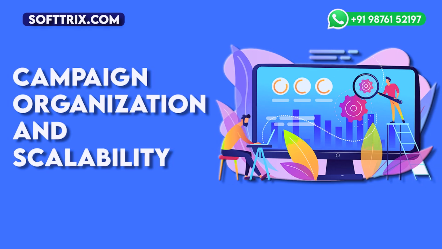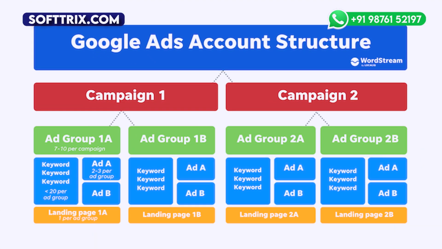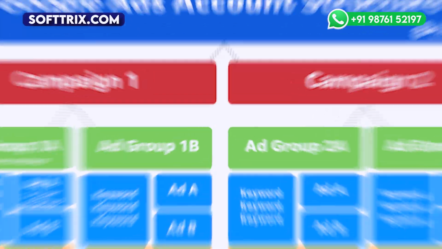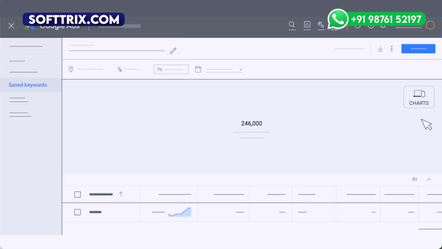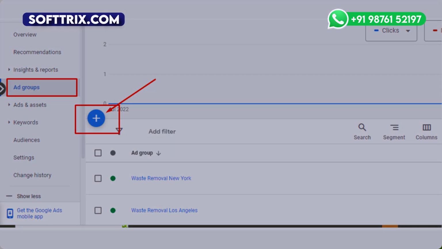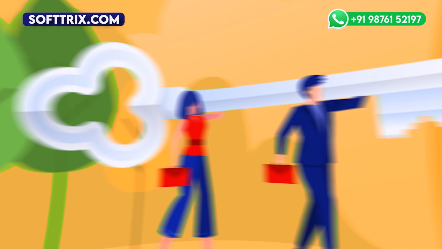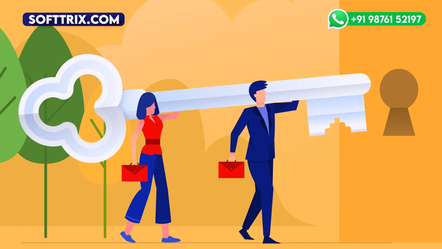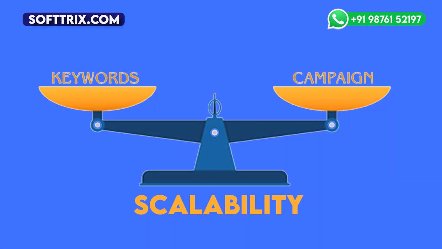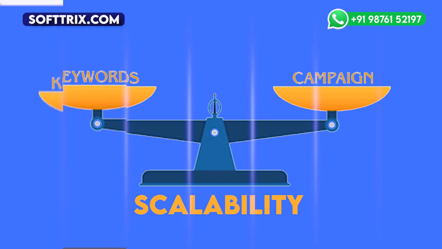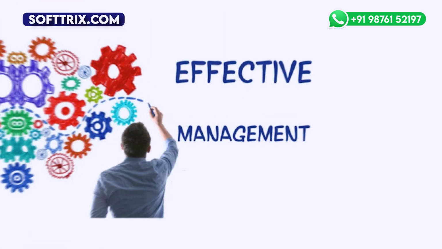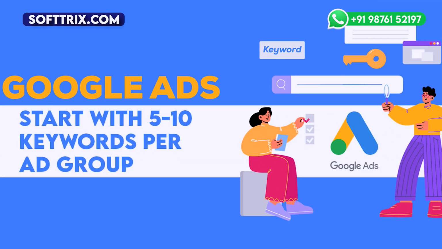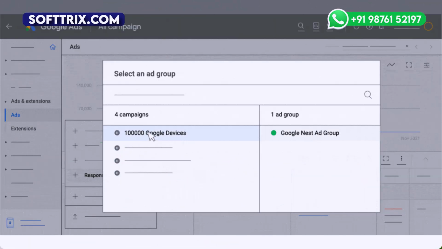Campaign organization and scalability. A well-structured Google AdWords campaign is easier to manage and scale. As your keyword list grows, you can create new ad groups to maintain relevance and control. Remember, the key is to strike a balance between keyword specificity and campaign scalability. Too few keywords can limit your reach, while too many can make it challenging to manage effectively. Start with 5 to 10 keywords per ad group, monitor performance and adjust as needed.